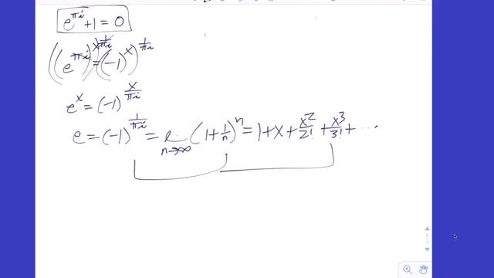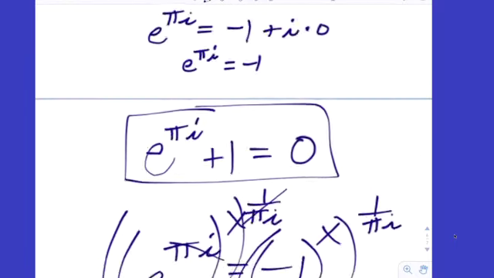There you go. The words of the prophets were written on the subway walls. If Euler was a graffiti artist back in the day, this is what you'd see. Pretty cool. Awesome. So, yeah, there you go.